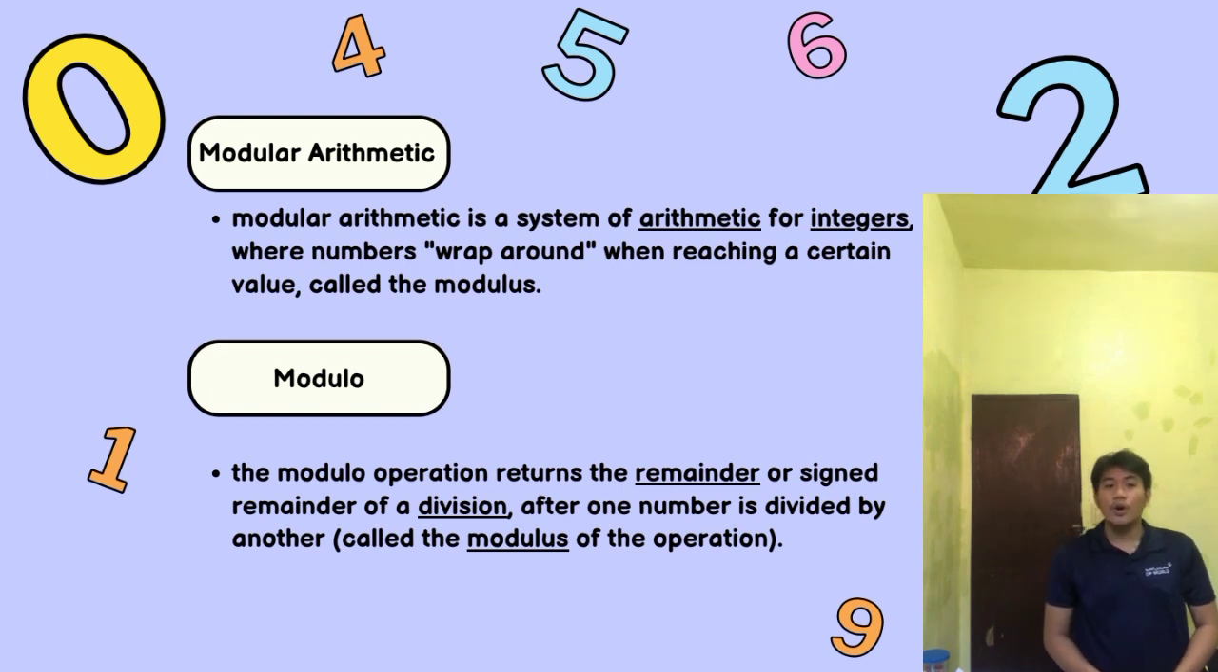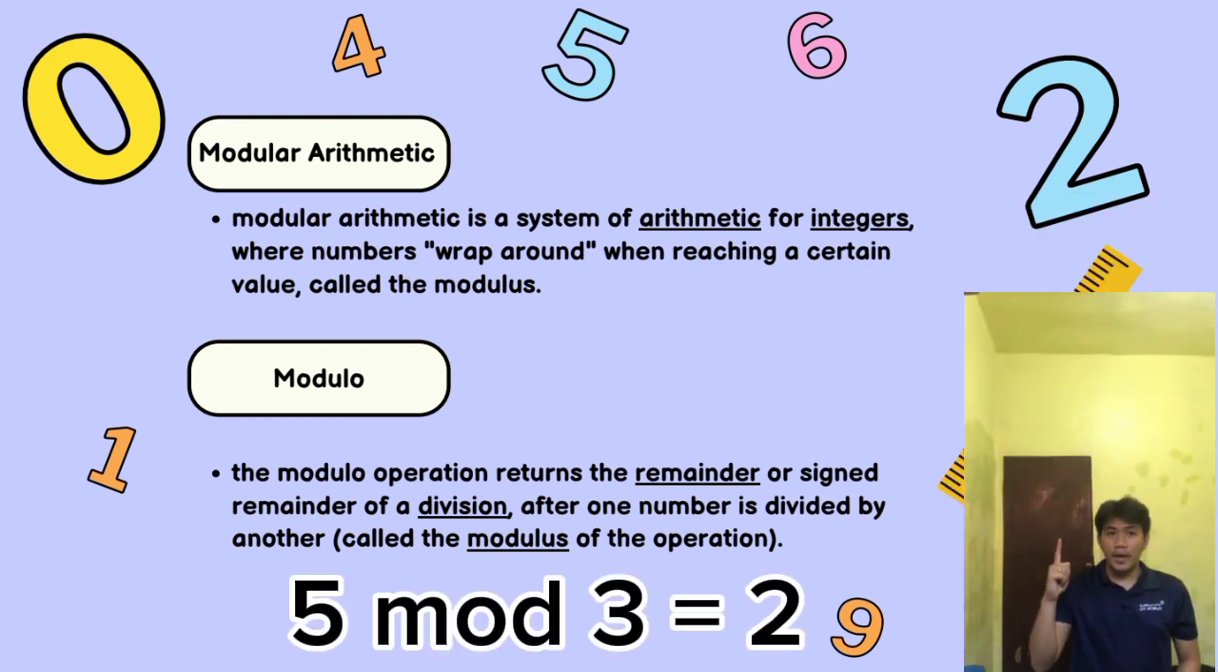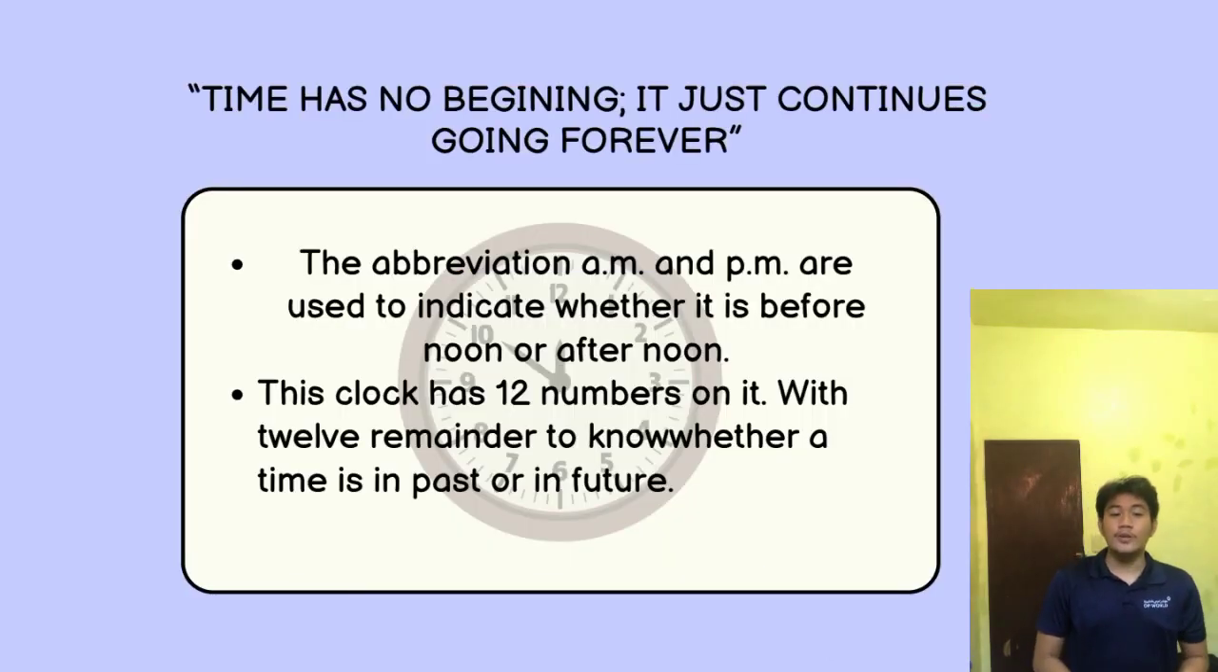The modulo or modulus operation returns the remainder, or signed remainder, of a division after one number is divided by another. Example: 5 modulo 3 is equal to 2. Why? Because the modulo returns the remainder of a division. If 5 is divided by 3, how many remainders are left? 2.